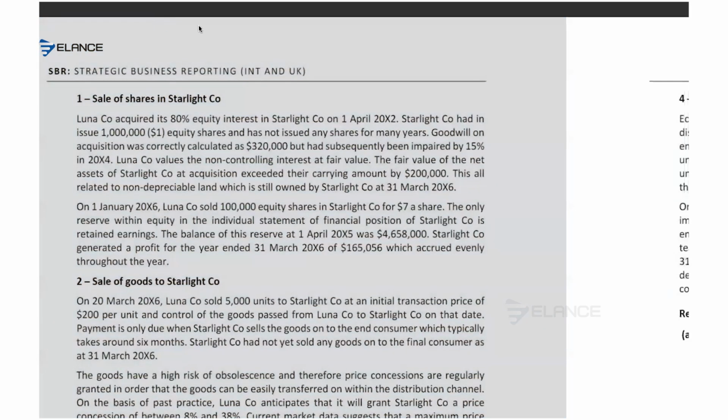Okay, so have you read the first part? Here they have acquired 80% and they have issued around 1 million shares. The Straight Line company has 1 million shares, out of which Luna is acquiring 80%. So it's our subsidiary. The goodwill on acquisition is 320,000 and has been subsequently impaired by 15%. Luna values NCI at fair value. The fair value of net assets at acquisition exceeds their carrying amount by 200,000. This is all related to non-depreciable land which is still owned by Straight Line company.